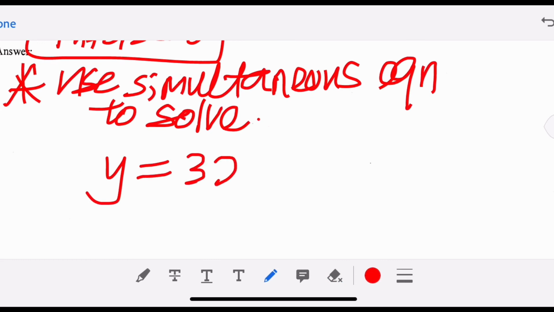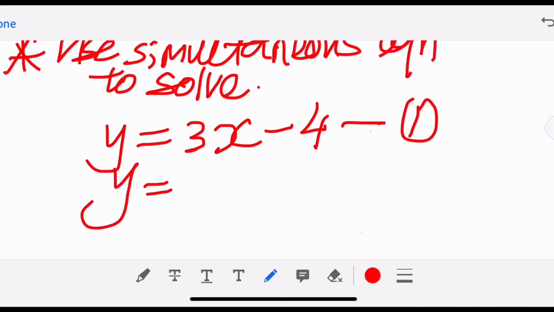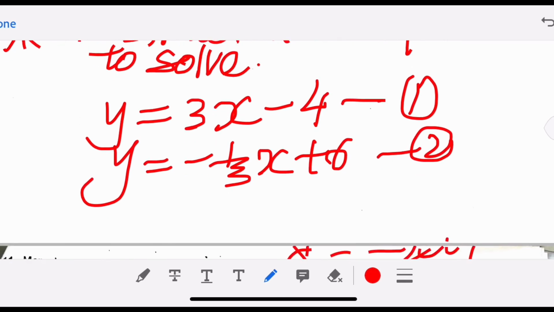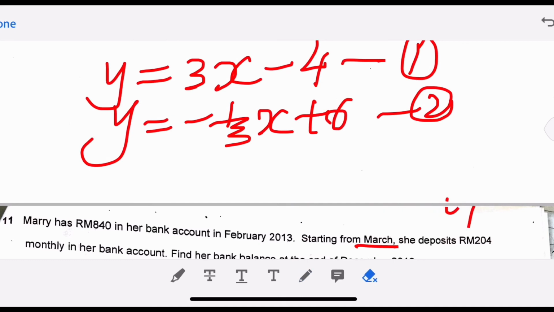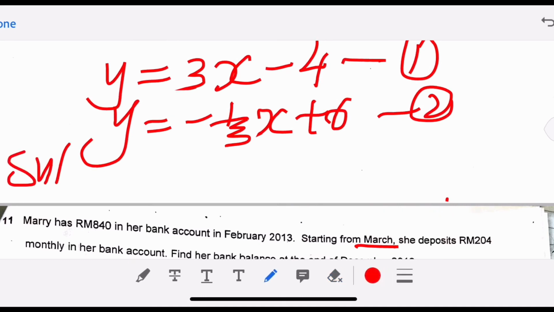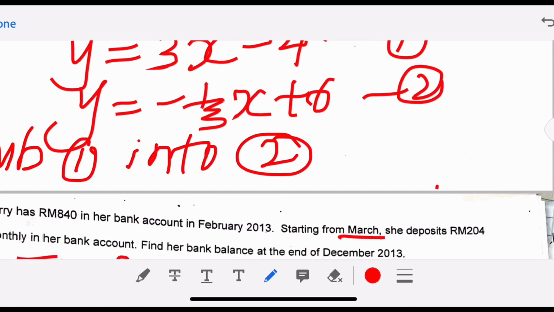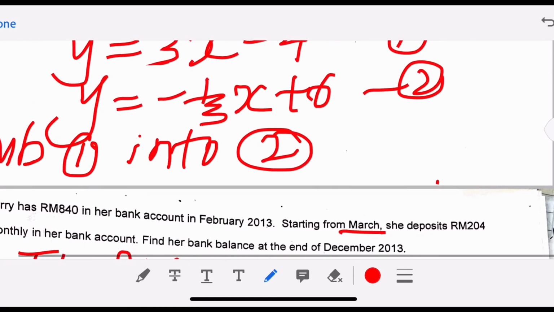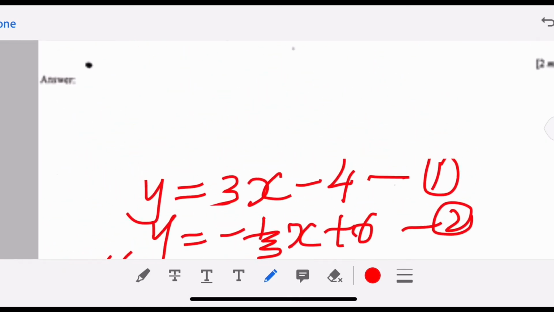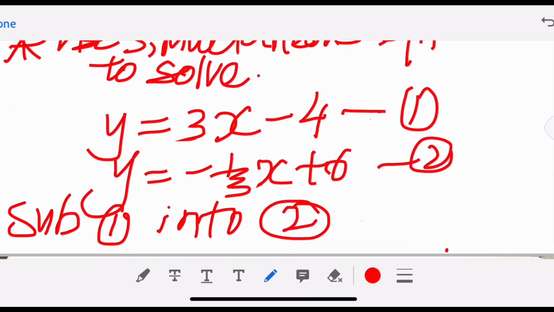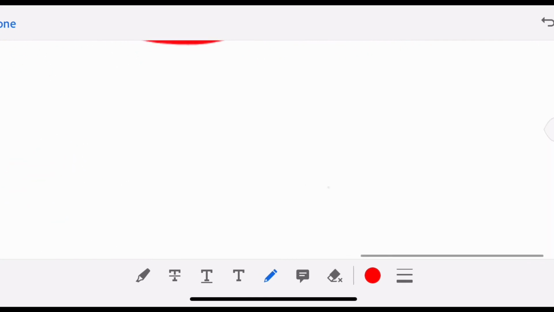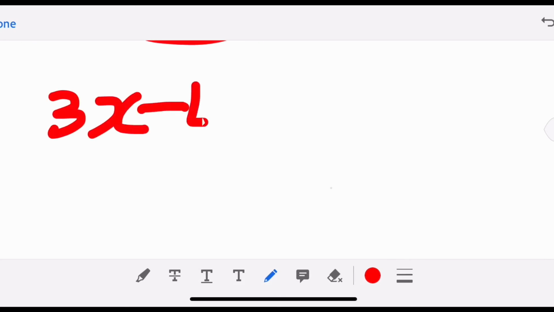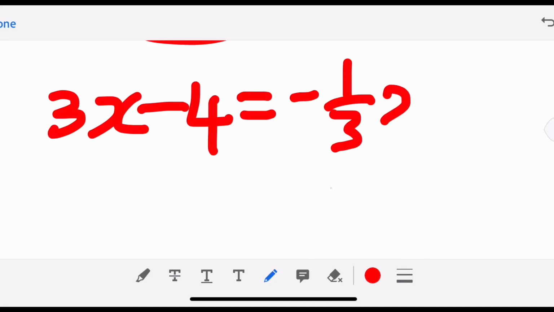Now, I will try to solve using simultaneous equations. Number 1, y equals 3x minus 4. The other one is y equals negative 1 over 3x plus 6. From equations 1 and 2, you can use elimination or substitution. I think I will use substitution because it's more secure. So I will substitute equation 1 into equation 2, and finally I will get something like this.